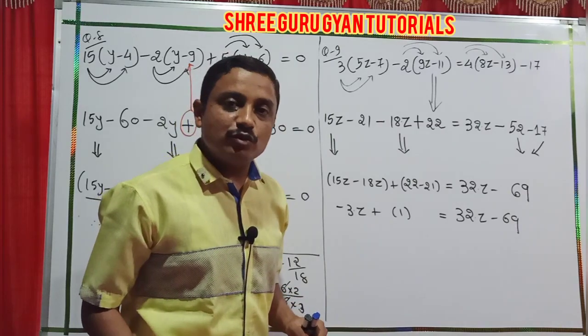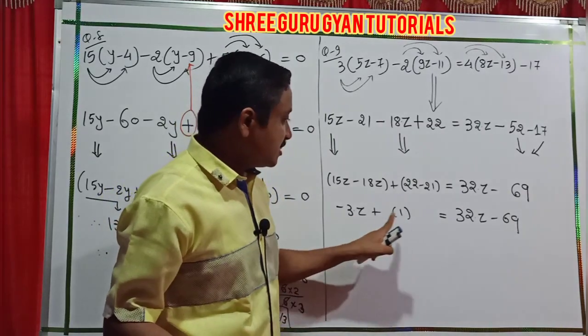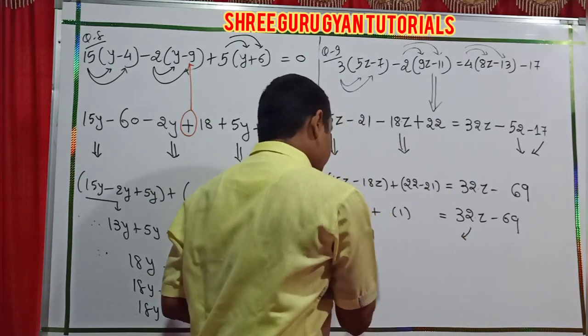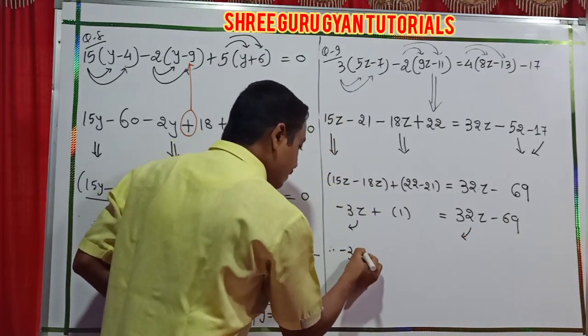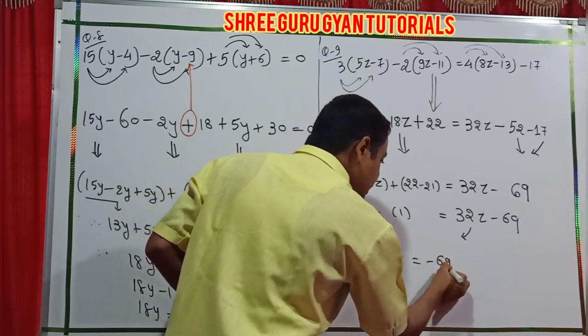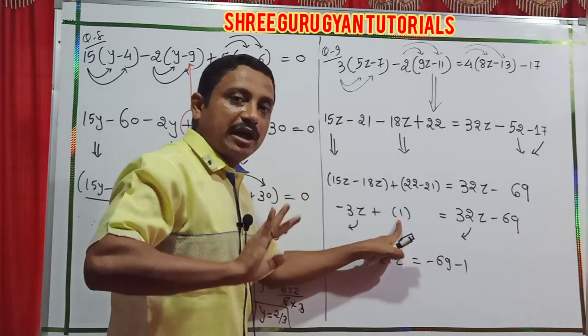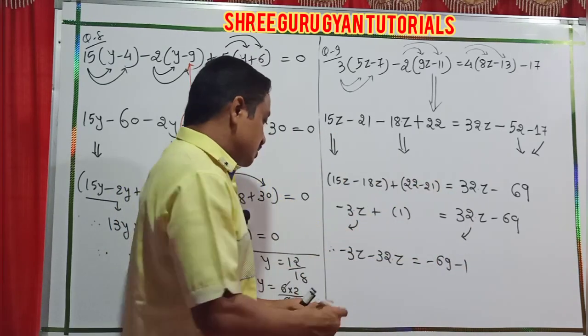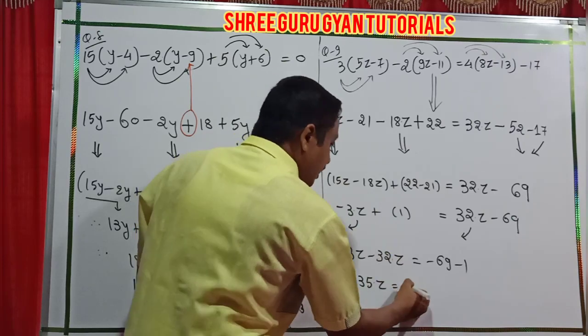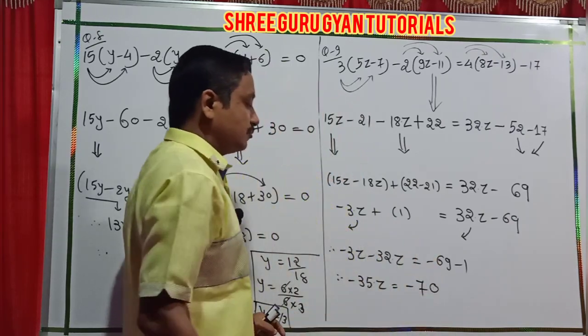Now students, you get the like terms, minus 3z and minus 32z. These you collect and combine. So minus 3z minus 32z is equal to minus 69 and minus 1. This plus 1, left side to right side translate. So how much is it? Minus 35z. And here minus 70.